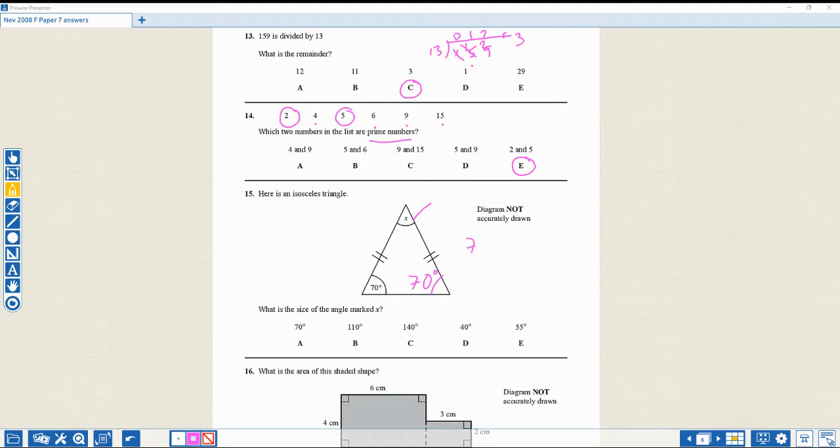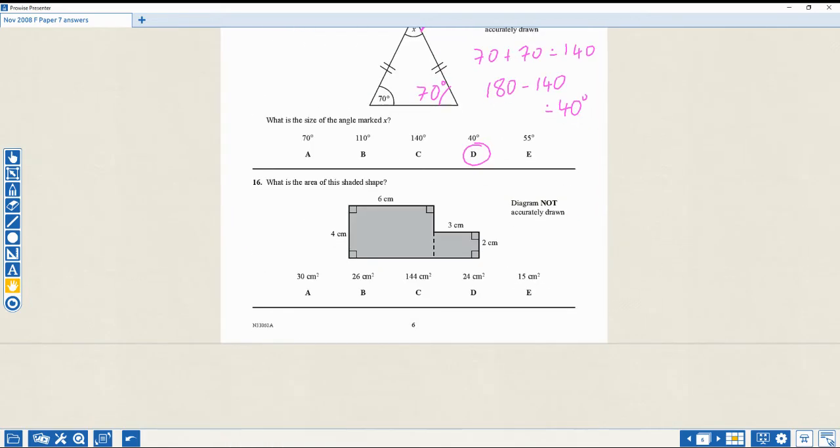So 70 plus 70 is 140, and there's 180 degrees in a triangle. So 180 take away 140 means 40 degrees is this last angle X. So the answer is D, 40 degrees.